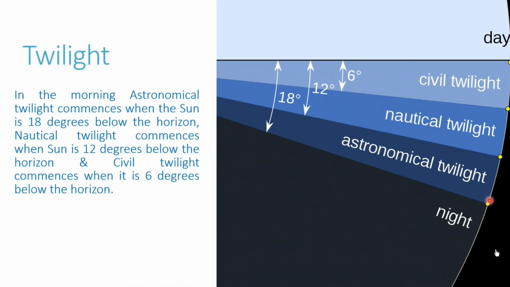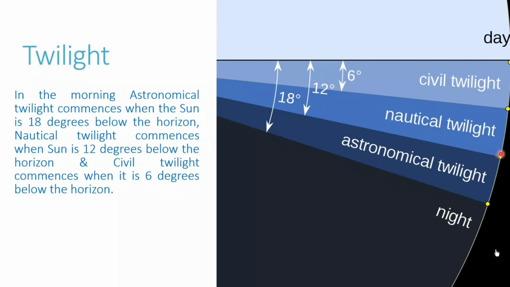After this instant, the sun keeps on coming closer to the horizon, and the altitude, which was initially minus 18 degrees when the twilight started, now starts to come down: minus 17, minus 16, minus 15, and so on. At this particular instant, the sun is 12 degrees below the horizon. You can see this angle marked in the diagram. At this instant, the nautical twilight commences.